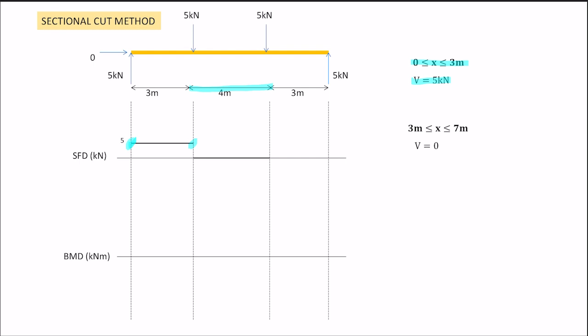V adalah kosong. And for another limit, which is the last one, di sini, okay, sebab X is more than or equal to 7 meter and less or equal to 10 meter. Berada di sinilah. And we get that V is negative 5. So terus tanda dia negative 5.